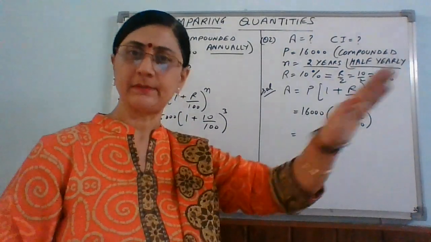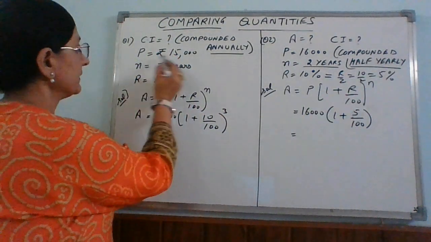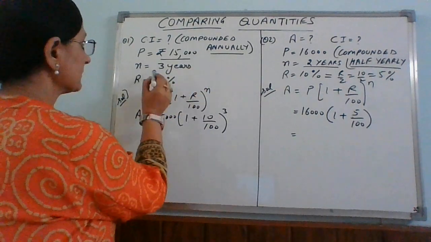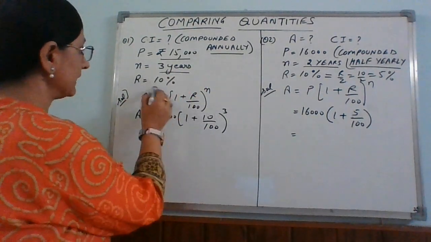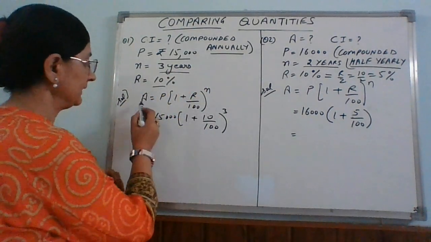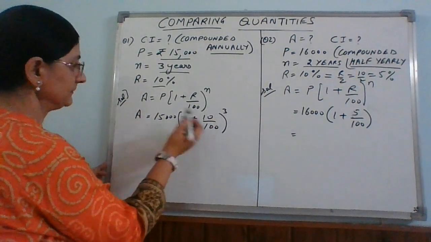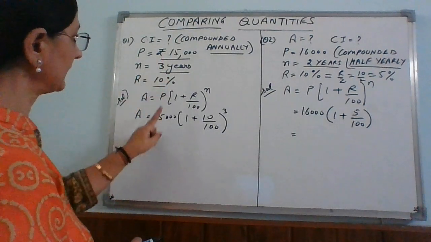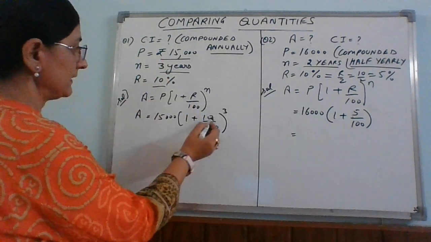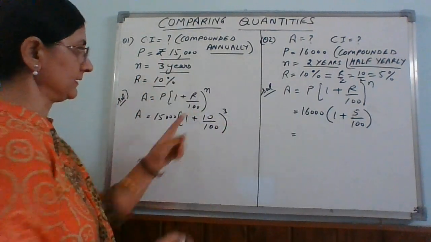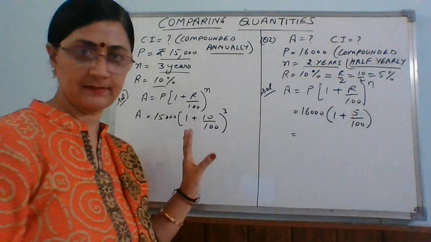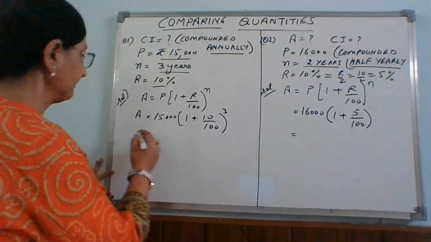Now here, principal is given. I've not written the statement, because it takes a lot of space. Principal I've written here. So if n is 3 years, rate is 10. We know how to find the amount: P(1 + R/100)^n. So I've just substituted the values: 15,000, R is 10, and n is 3. We don't have to change R in this one, but in the other one we have to change R.